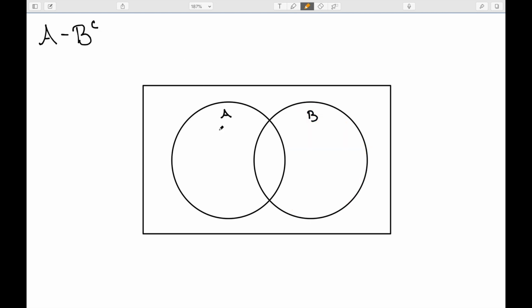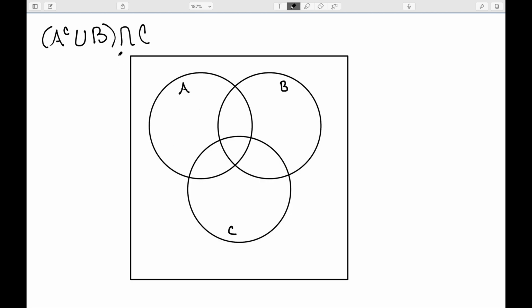Next, let's look at A minus B complement. I want to start with the first set. What is A? Well, that's all of this circle here, including this piece here. All of this is A. I then want to subtract out or remove anything that's in B complement. So I want to remove anything that's not in B, which would be this piece here. This piece here is in A, and it is not in B complement, so we would not be removing it. So this would be A minus B complement.